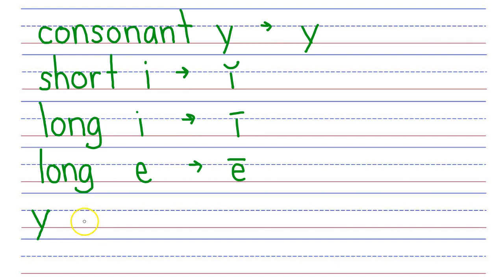Let's do this 4 more times. Lowercase y says y, I, I, E. Lowercase y says y, I, I, E.